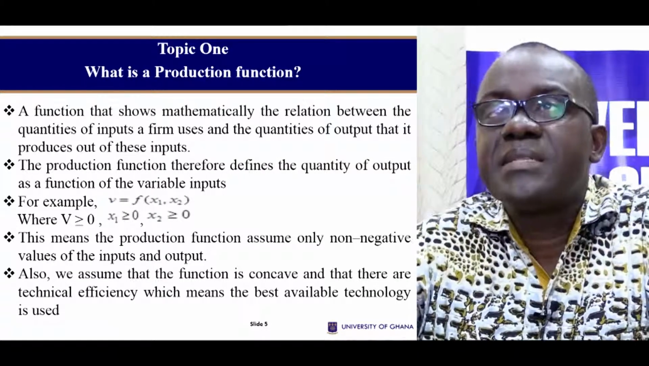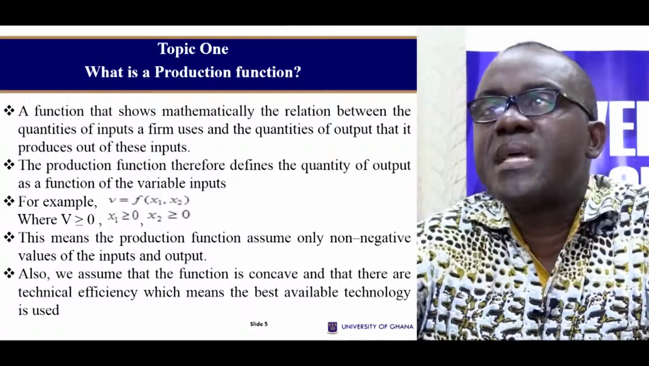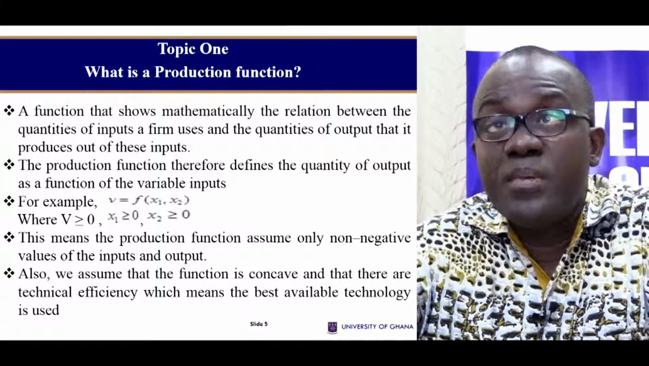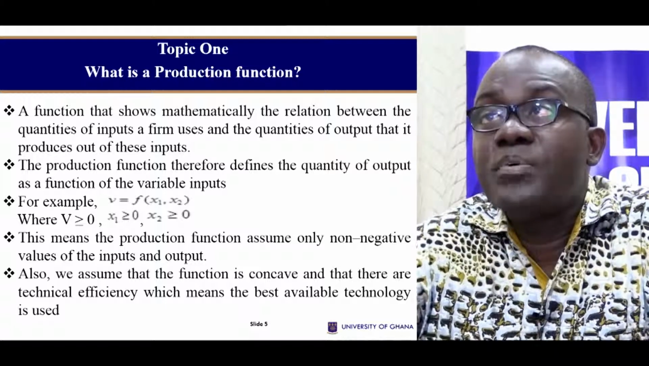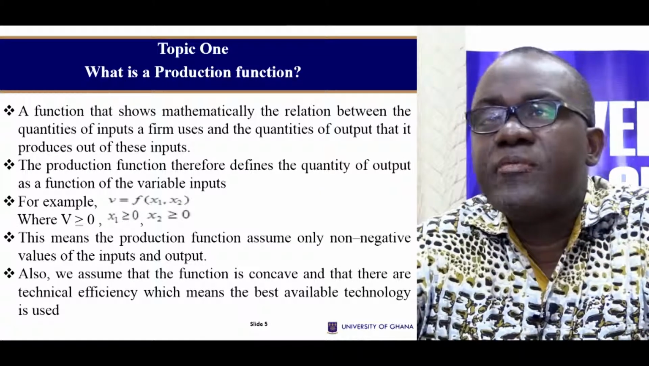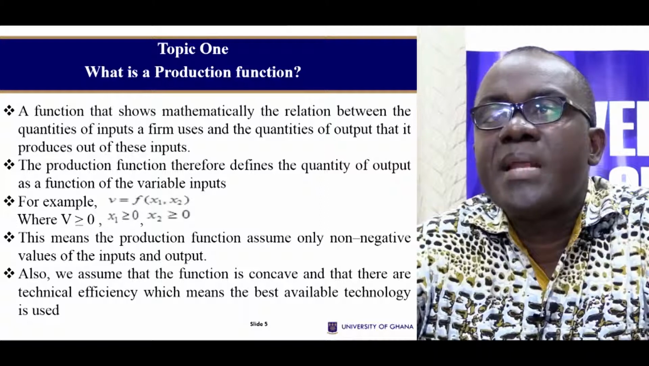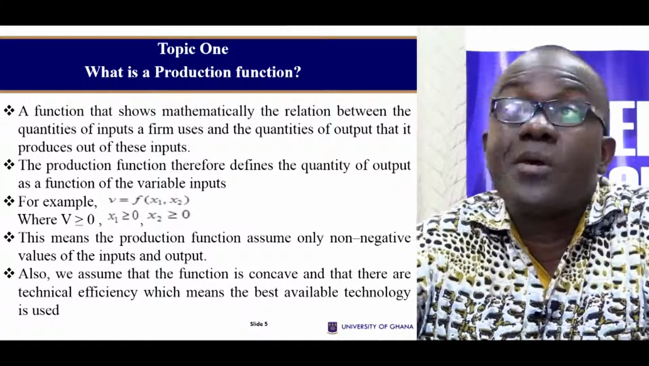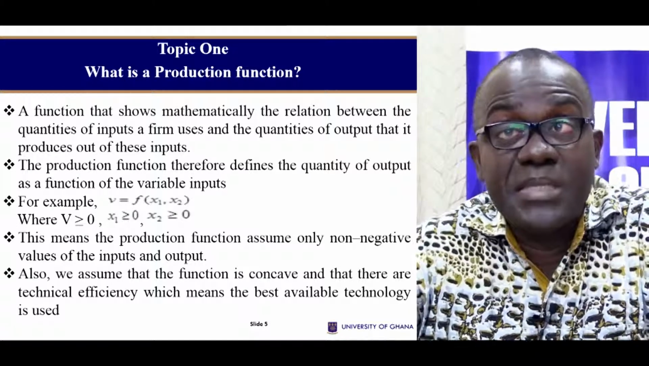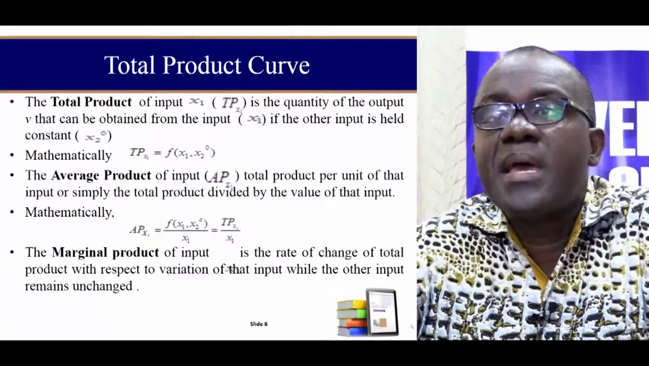Now, what is a production function? When you look at a production function, it's a function that shows mathematically the relationship between the quantity of inputs that a firm uses and the quantity of output that it produces out of those inputs. If we look at a very simple function as we have over here, you're producing V from, let's say, x1 and x2. x1 can be land, x2 could be water. In our simple example, we assume that whatever comes out is positive, and the inputs are all positive. These are standard assumptions that we make in economics.